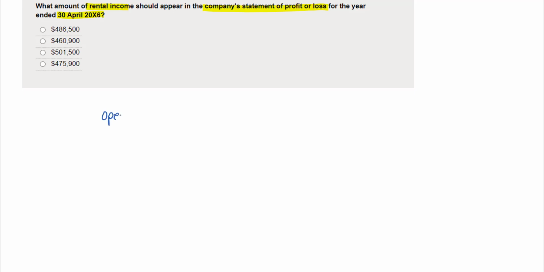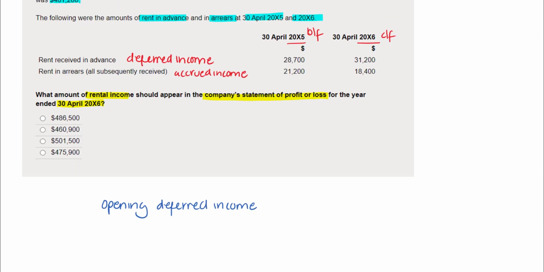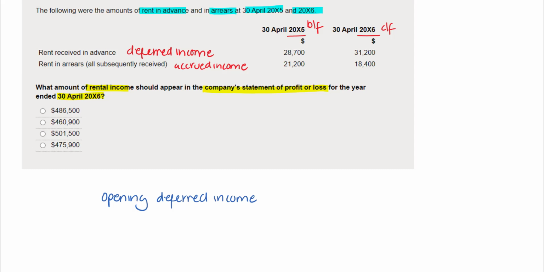Start with the opening deferred income. The question reveals that the opening deferred income balance is 28,700. We're going to add that figure on. We're adding this figure on because it's an amount that would have been deferred last year. It would have been deducted from last year's rental income, but it is relevant for our current year. So we're adding on the deferred income.